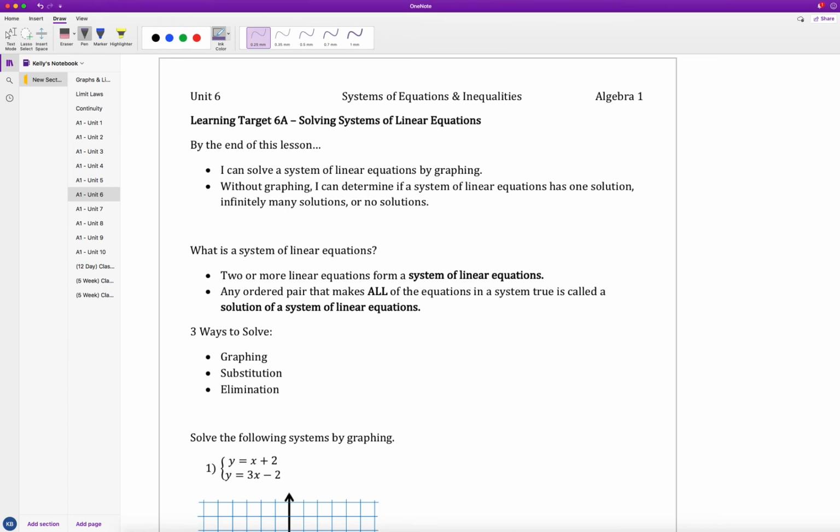Unit 6 is all about systems of equations and inequalities. And in this video, we are going to start learning target 6A. So 6A is going to be about solving systems of linear equations.